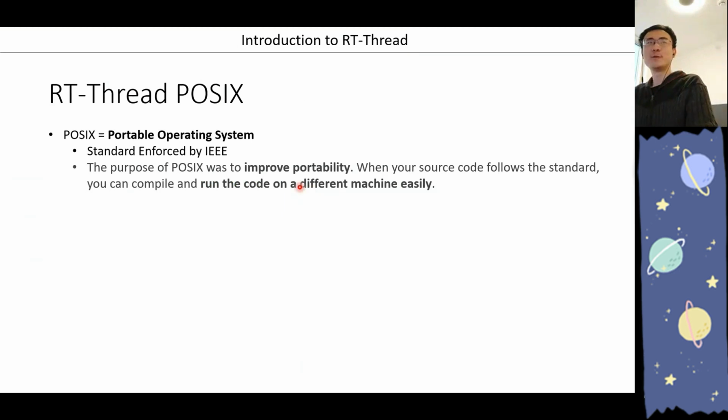The reason we can use so many Linux commands and Linux software in RT-Thread is because RT-Thread provides the POSIX layer. POSIX represents the Portable Operating System Interface. Actually, it's a standard enforced by IEEE. The purpose of POSIX was to improve portability. When your source code follows the standard, you can compile and run the code on both Linux and RT-Thread, and of course, many other different operating systems.